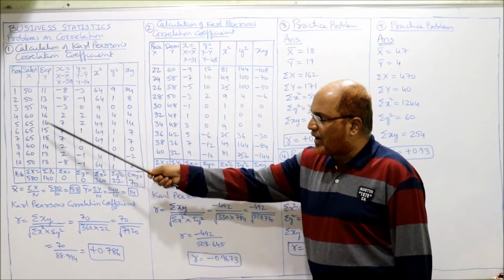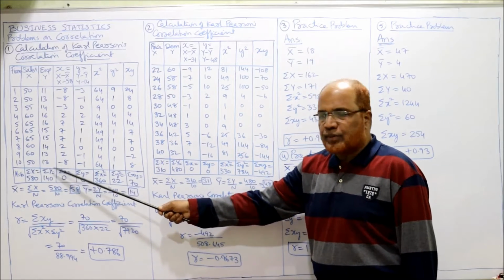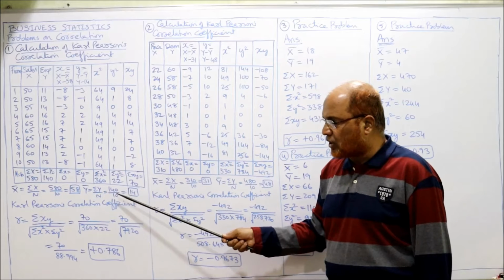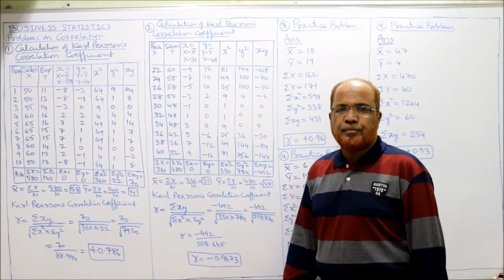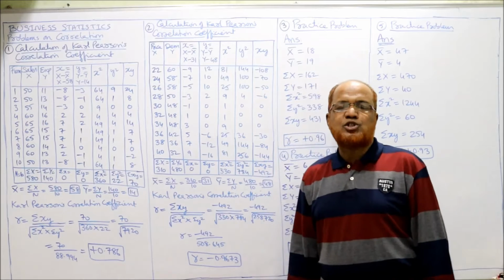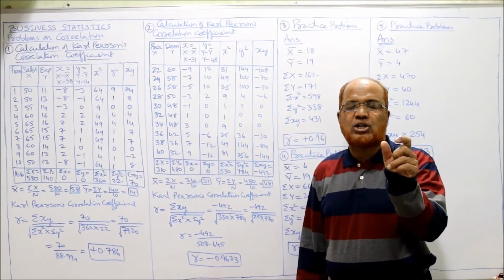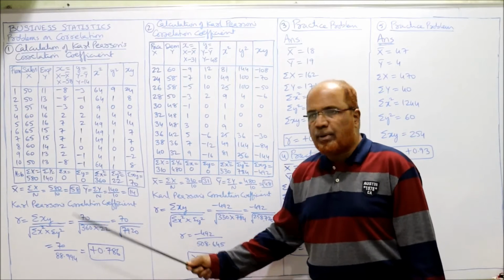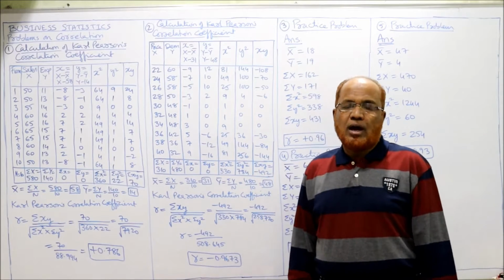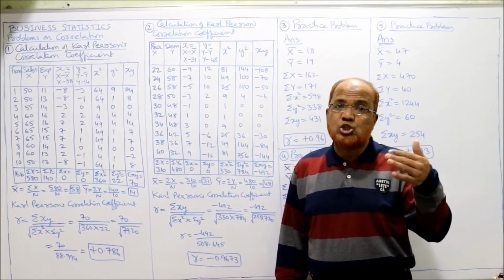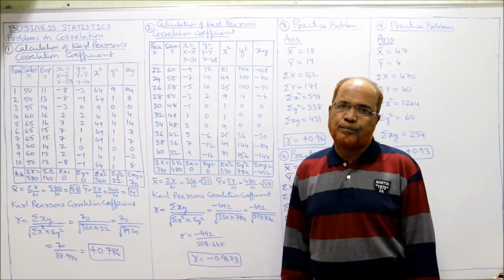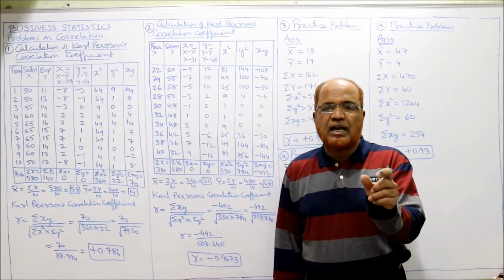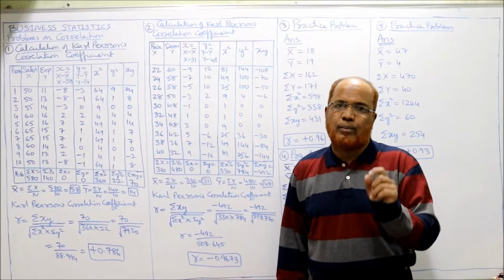Now what is the total of Y? The total of Y is 140. So Y bar is equal to summation Y by N, 140 by 10, 14. Very fortunate. In the first problem, we got both the actual means as whole numbers, not fractions. If it had come in fractions, we would have taken an assumed mean. But here the actual mean is a whole number, so we take the deviations from the actual mean.